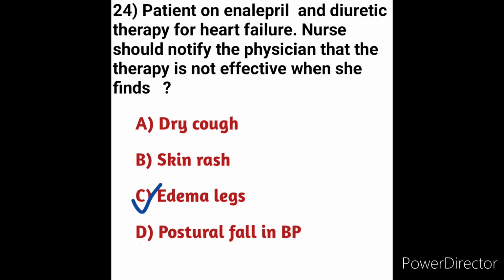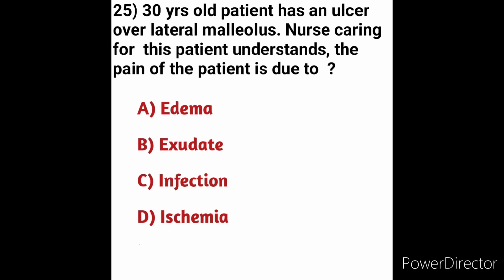Next we will move on to question number 25. A 30 years old patient has an ulcer over the lateral malleolus. The nurse caring for the patient understands the pain of the patient is due to what? We will see here the options: option A edema, option B exudate, option C infection, option D ischemia.